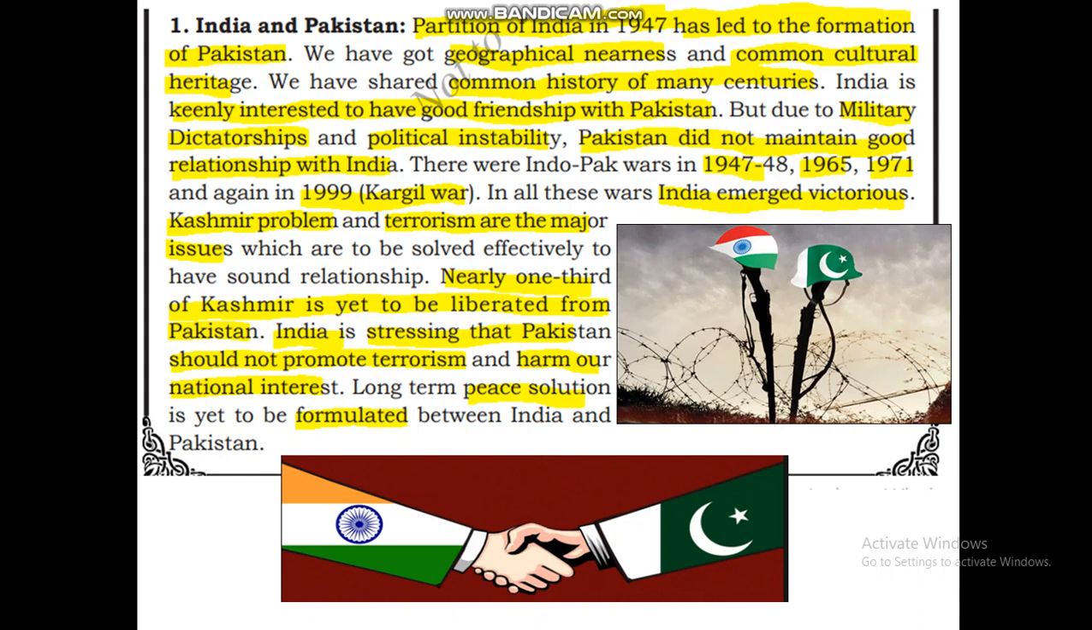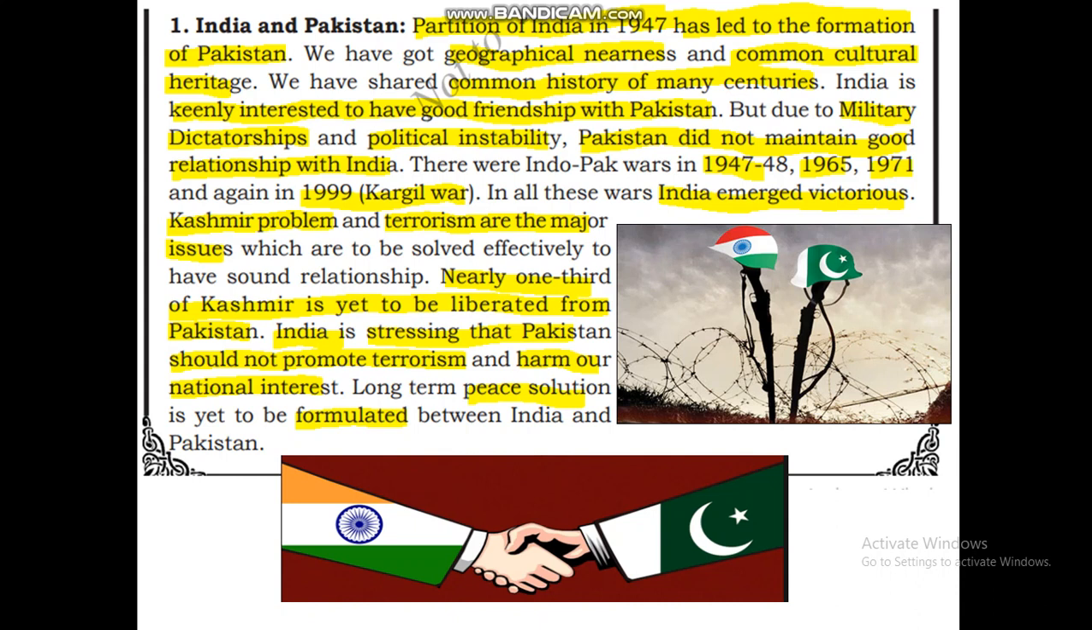When you talk about nearness, we have geographical nearness, because Pakistan was a part of India. We also have a common cultural heritage. Whatever history Pakistan has is that of India. When they want to teach the history before 1947, they have to teach the history of India. That's the reason I have heard that in their UPSC syllabus they have added the history of Europe, because they don't want to add the history of India. By this you can understand what type of relationship these countries share.